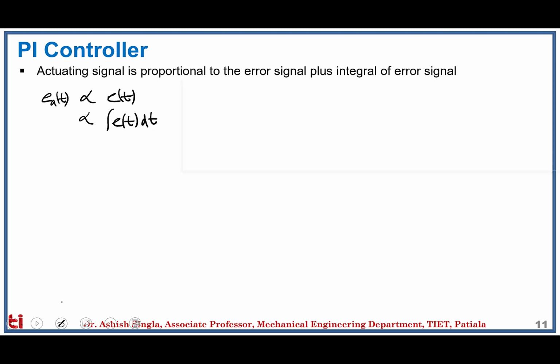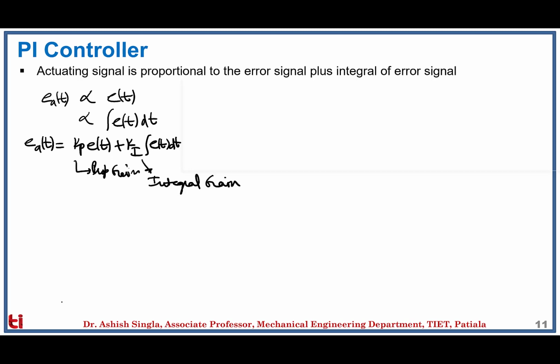Again, to break these two inequality constraints into equality constraints, we will introduce two constants, so that it is equal to kp into e(t) plus ki into the integration of e(t) dt, where kp is called the proportional gain and ki is called the integral gain. Now if we write the above expression using Laplace transform, we can write that Ea(s) is equal to kp times E(s) plus ki into E(s) divided by s.